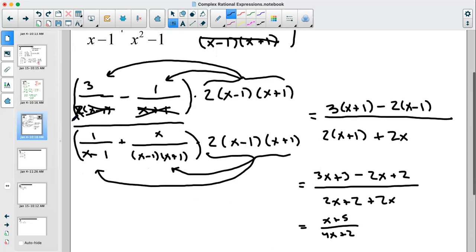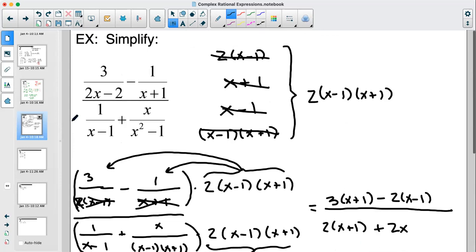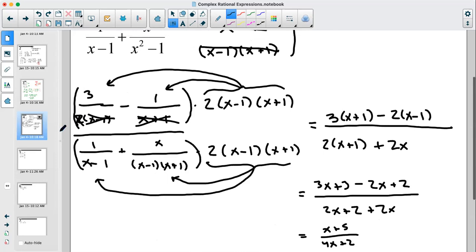So again, the point here is to simplify the complex fractions, but also to be mindful of the stuff we did before and remembering how to factor things. That's also important.